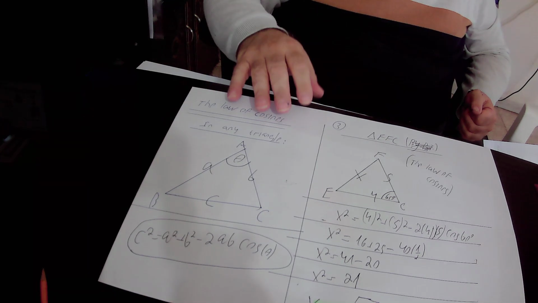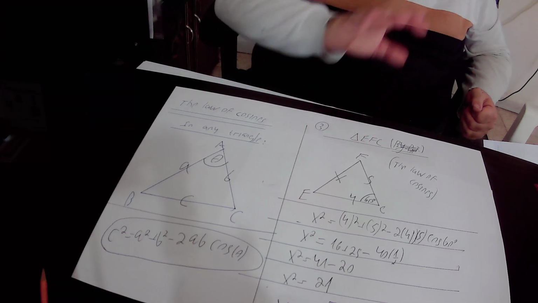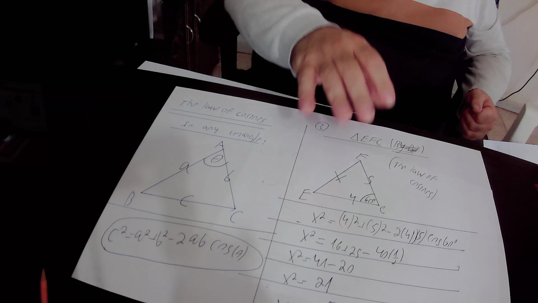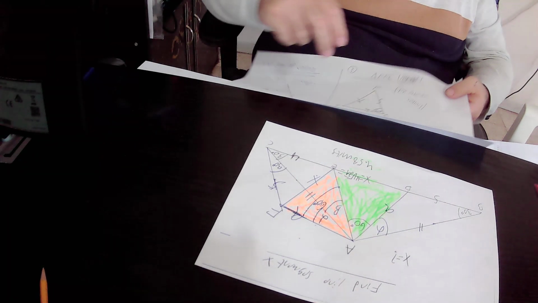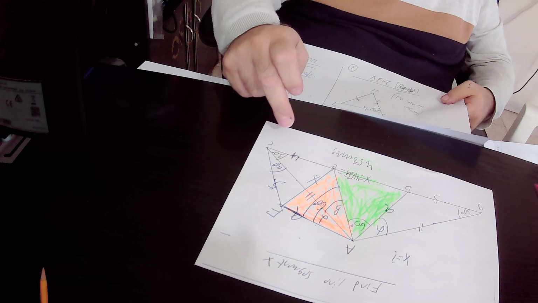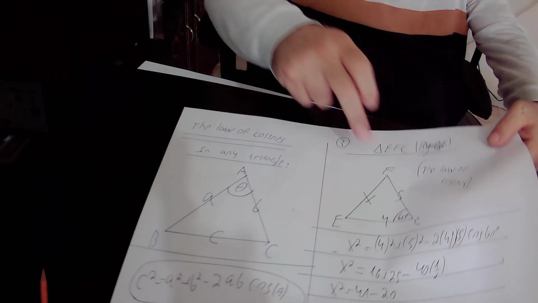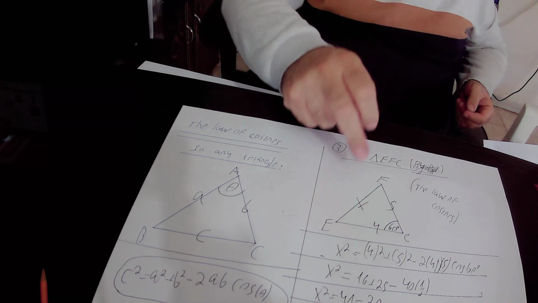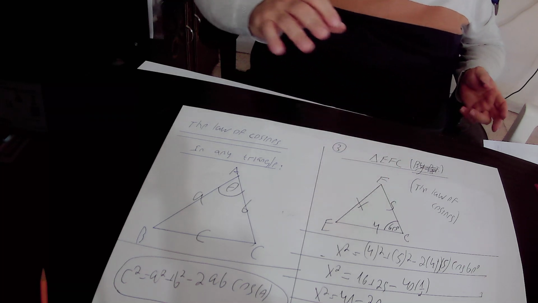Then we implemented the law of cosines in this triangle EFC. This is triangle EFC that I copied from the original drawing. Here, this angle FCE equals 30 degrees plus 30 degrees, that is 60 degrees. Side EF equals x, side FC equals 5 units, and side EC equals 4 units.